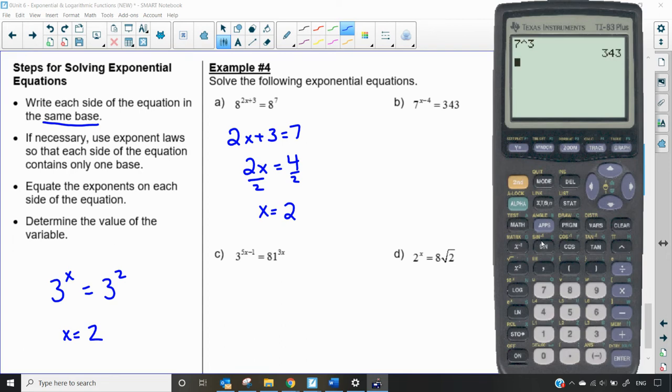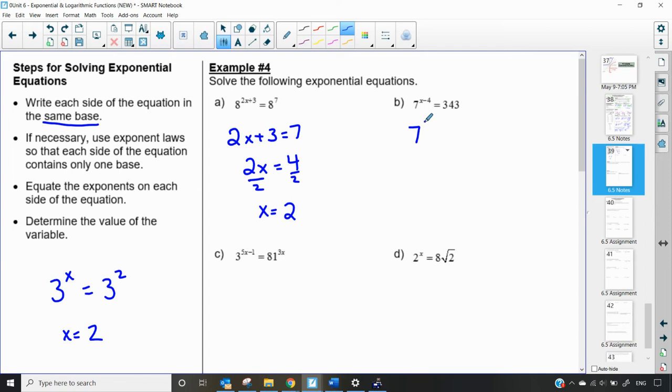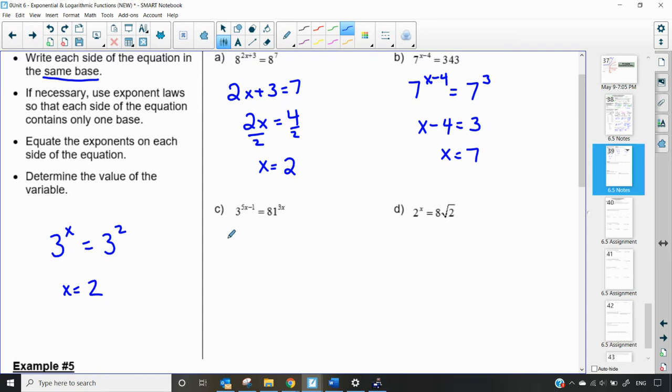I knew that 7 squared was 49, so my next guess was to go 7 cubed. So 7 cubed is 343. So we write this as 7 to the x minus 4 equals 7 cubed. So we haven't changed anything other than rewriting that as a new base. Our powers are equal, our bases are the same, so we now have x minus 4 equals 3. So x equals 3 plus 4, which is 7. Again, you can double check this by doing left side, right side, or by verifying with your calculator.